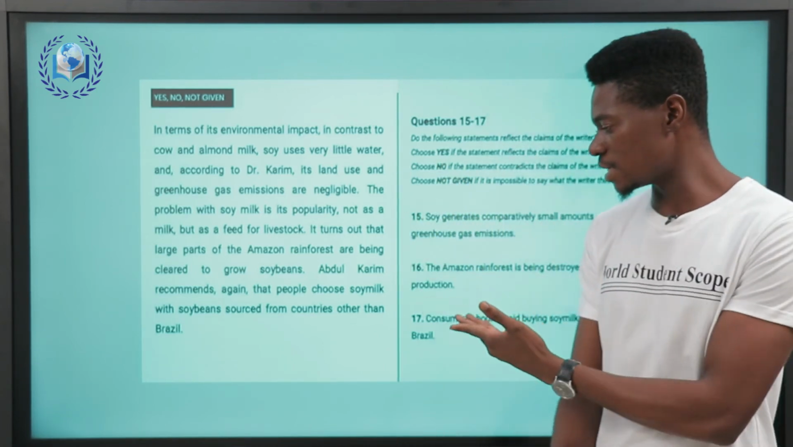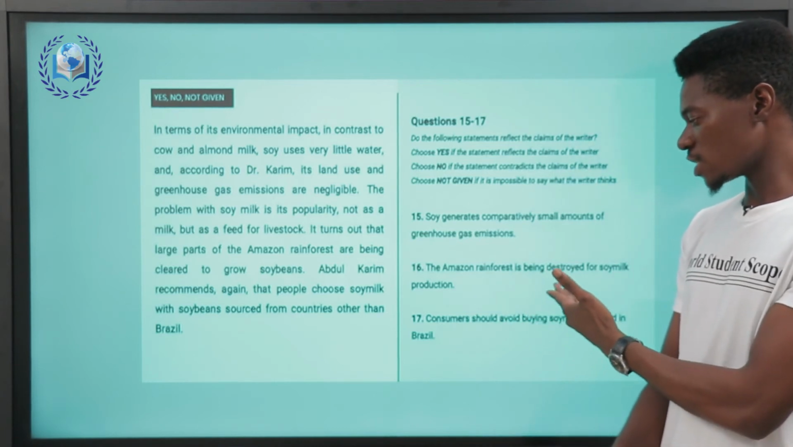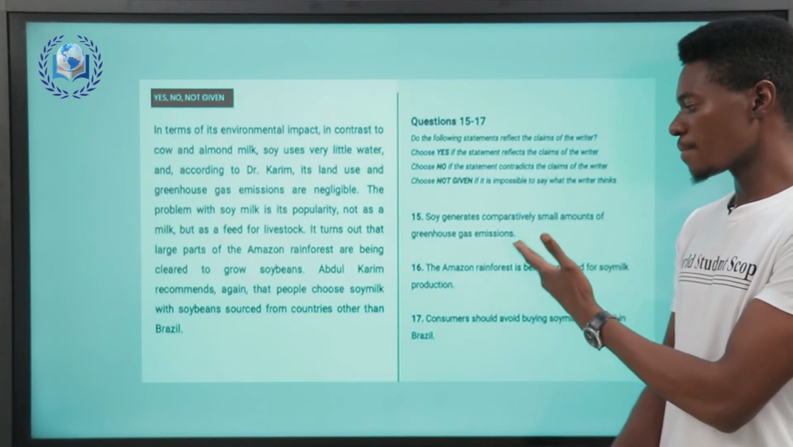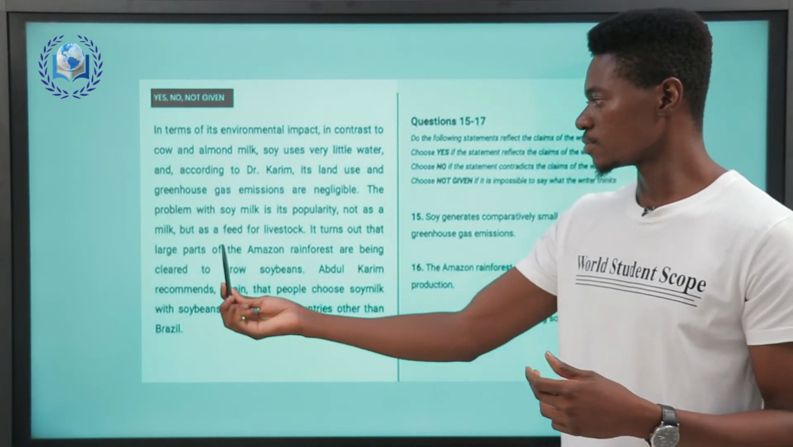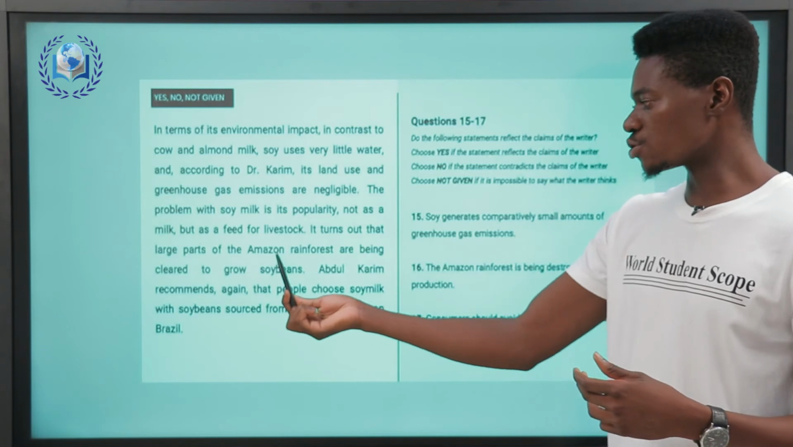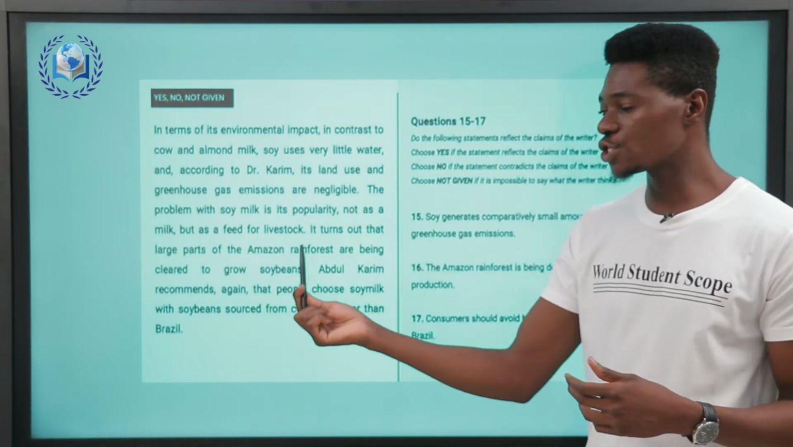Question number 16: the Amazon rainforest is being destroyed for soy production. Okay? You have to find it here. What did they say? Amazon, which is this one, it is also found here.